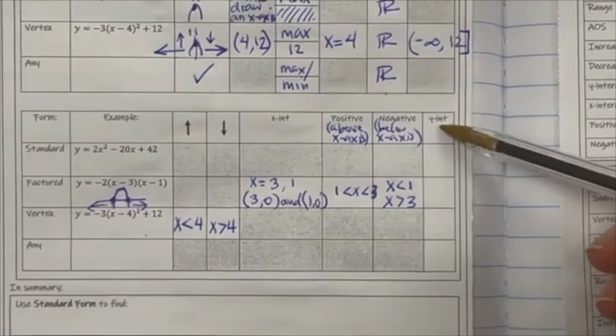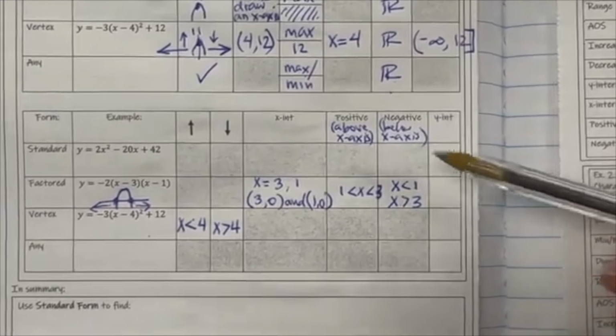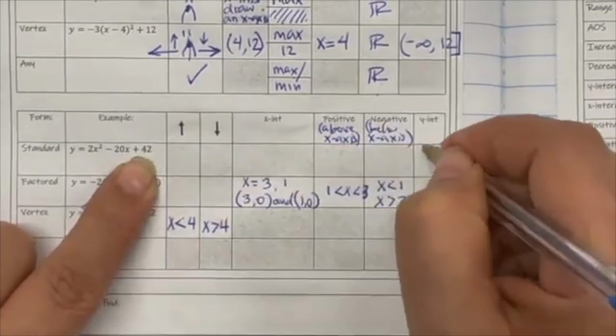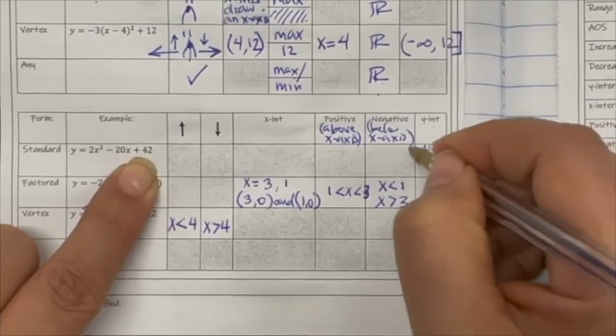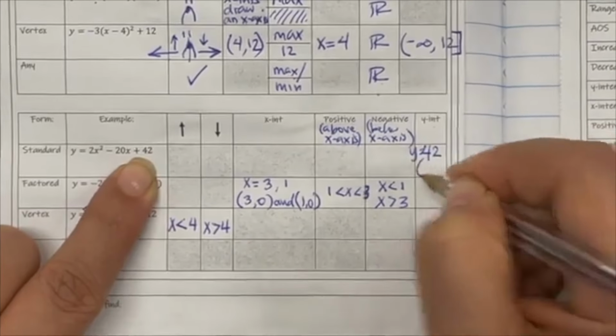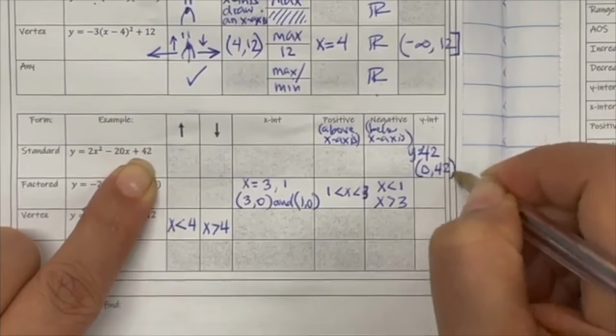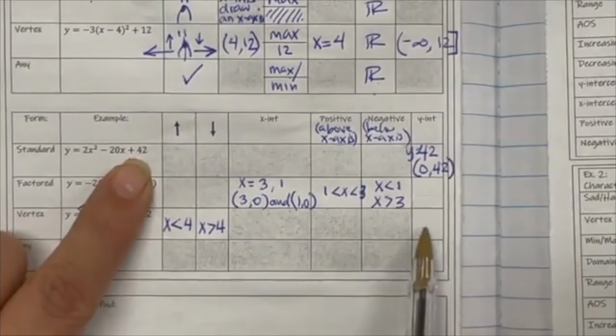Finally, the last one, the y-intercept. All right, really, really quickly, just by looking, I know the y-intercept is 42. You can write that as y is equal to 42. You can write it as 42, or you can write it as a coordinate, which would be x is 0 and y is 42. Okay, so different representations.